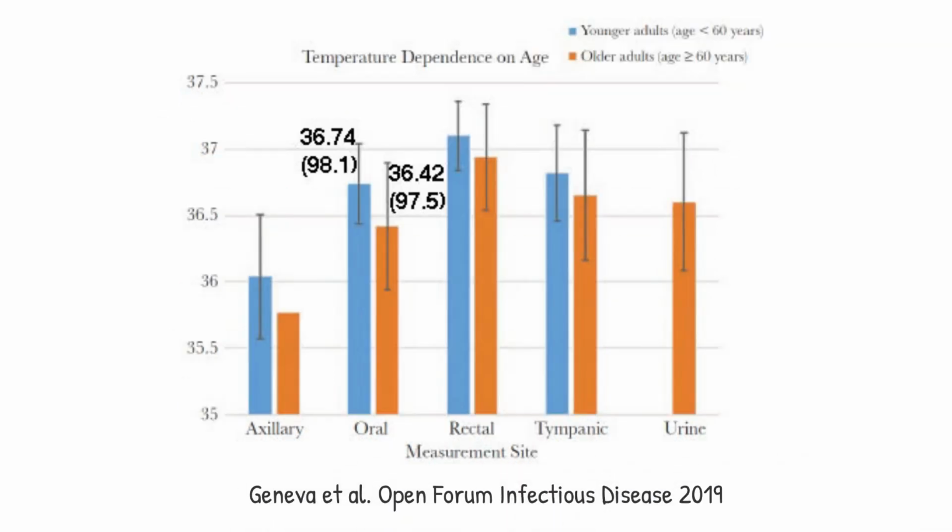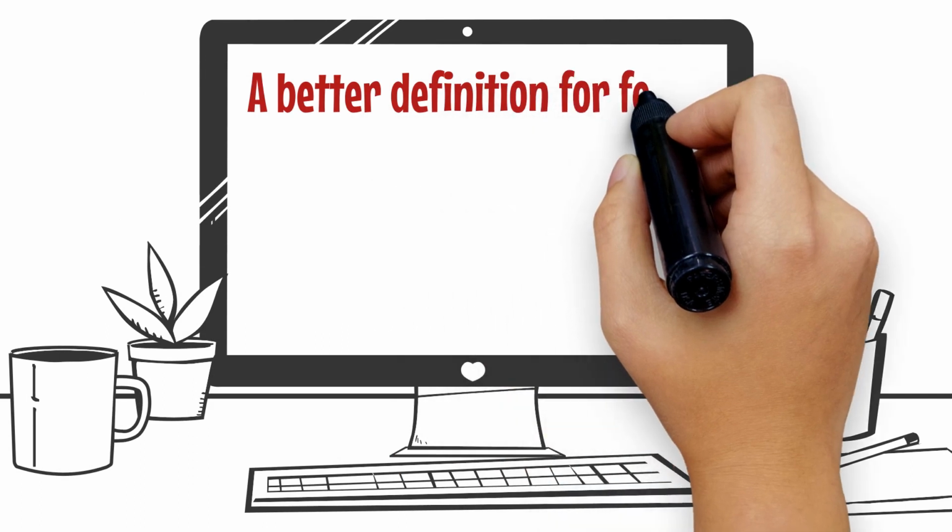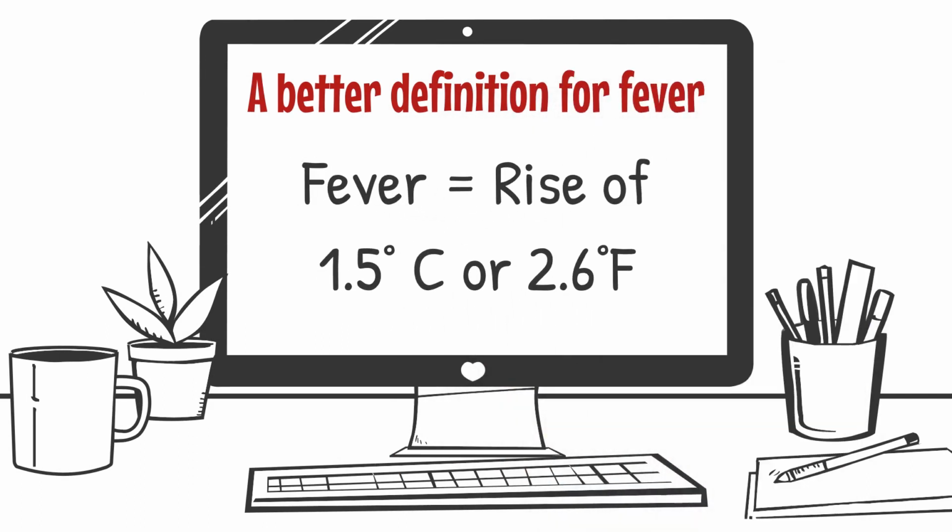As shown in this graph, it also turns out that those over 60 normally have lower core temperatures than those under 60. Given these variations, should the definition of fever be a static number, or would a fixed change in body temperature prove to be more sensitive? Doesn't it make more sense to define fever as a rise of 1.5 degrees centigrade or 2.6 degrees Fahrenheit above the normal set point for each individual?